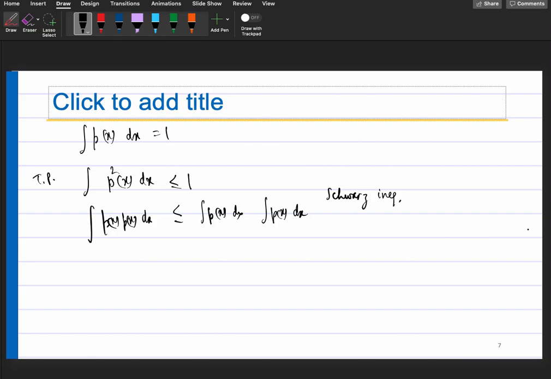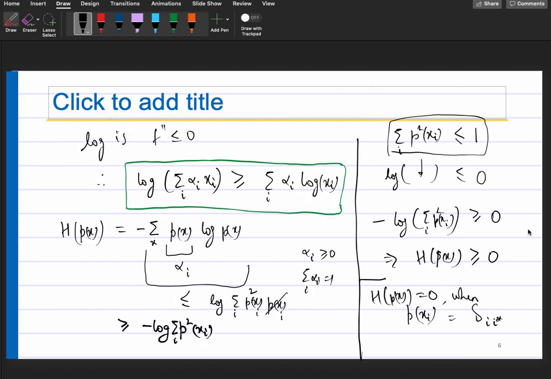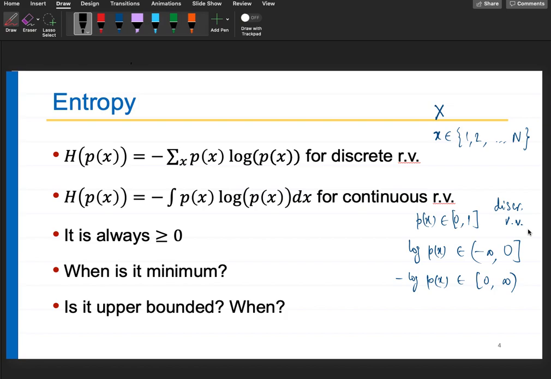Okay, fine. So let us come back to our discrete case, in which now I have proved that h of p of x is always greater than or equal to 0, and it is equal to 0 when it is a delta function, right? Which means I know the value of x exactly. It means the probability of x is 1 for one particular x, so x takes that value only. And when is it minimum? Oh, okay, we have answered that.